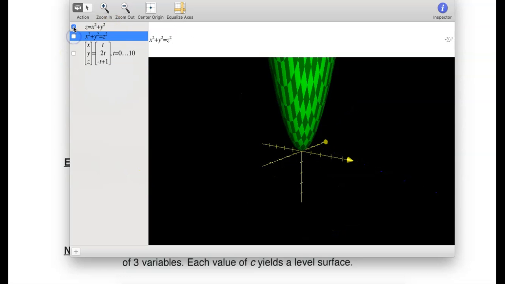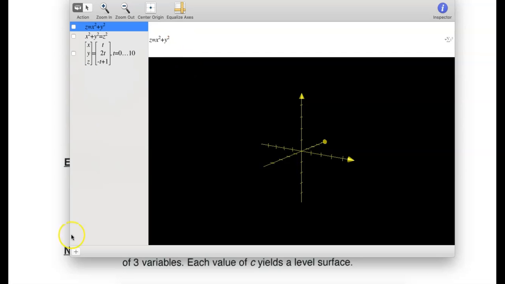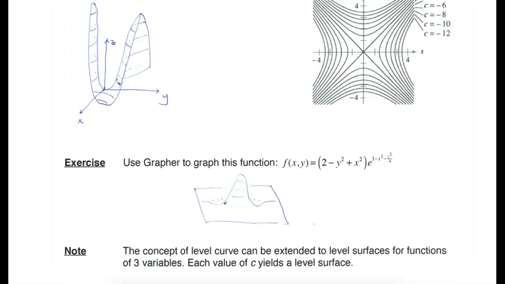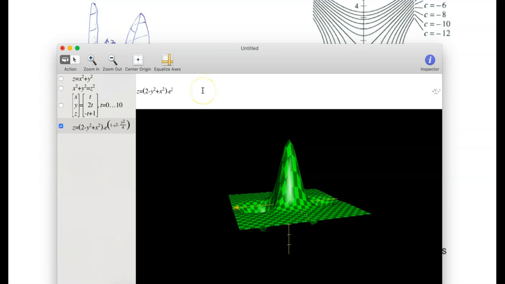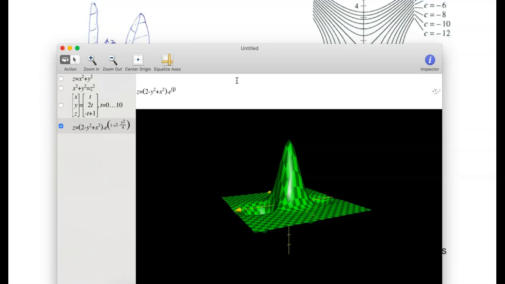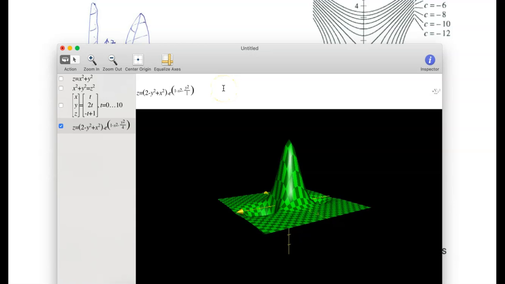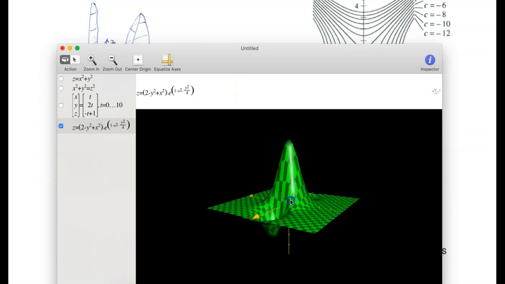So if we want to type the equation of the function that we are given, you will need to type in the equation. Let me do it again. I had to try first. So it's z equals (2 minus y squared plus x squared) times e to the power of, and we want to open parentheses here, 1 minus x squared minus y squared over 4. So that is the function you get here.